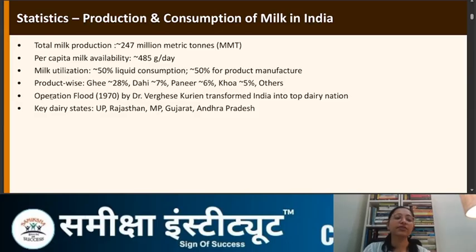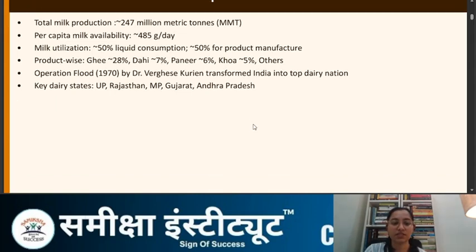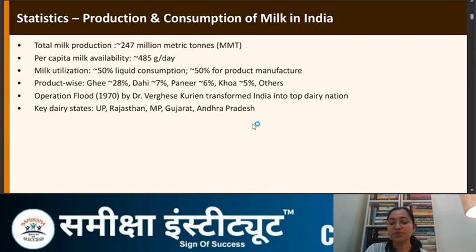Since we are well versed about Operation Flood, and you'll also study this in extension. Operation Flood was the one which gave impetus to milk production in India. Prior to that, we were not globally the number one milk producers, but after that, with the contribution of Dr. Verghese Kurien and his visionary development, he transformed India into a top dairy nation. And the key dairy states, you already know, we've already discussed which were the major milk producers and major contributors in the livestock sector.